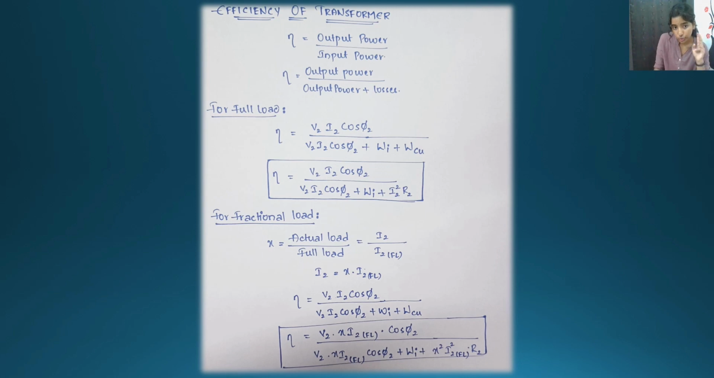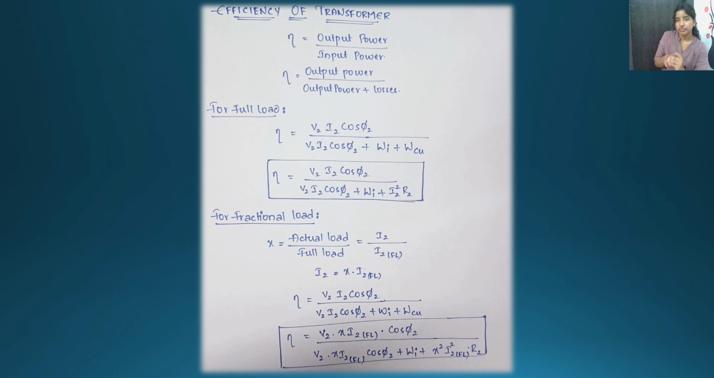In the case of efficiency, we have two conditions: full load and fractional load. For the full load case, efficiency is equal to output power, which we can write as V2 I2 cos phi 2, divided by V2 I2 cos phi 2 plus Wi plus Wcu. What are these terms? Wi is the iron losses, and Wcu is the copper losses, which can also be written as I2 square R2. That is the final equation for the efficiency under full load conditions.